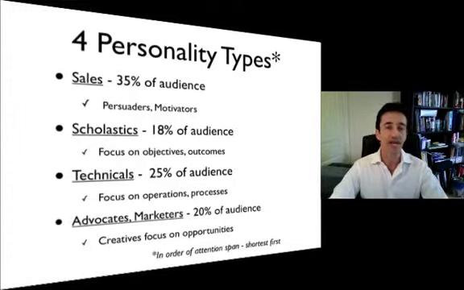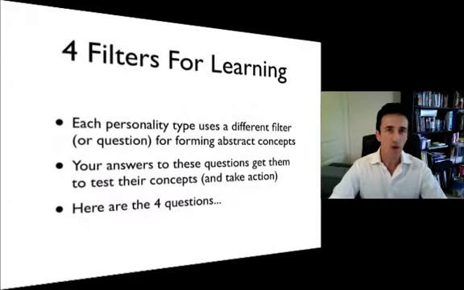And your technicals account for 25% of your audience. These are people that focus on processes, systems, procedures, operations, these kinds of things. Then you have your advocates and marketers that account for 20% of your audience. These are creatives that focus on opportunities. Now, we all have 4 filters for learning. Each personality type, however, uses a different filter or question for forming abstract concepts. So your answers to these questions in your material get them to test their concepts and take action.